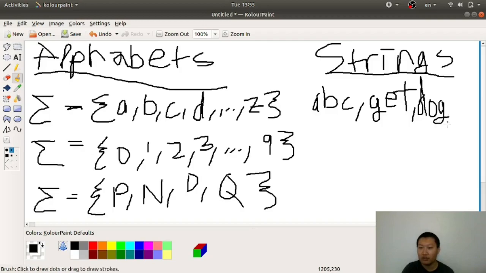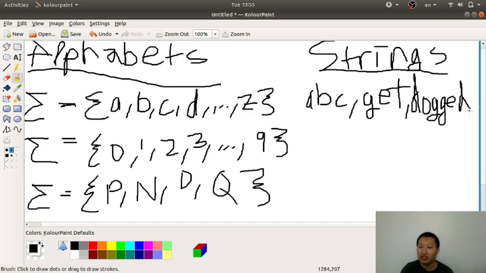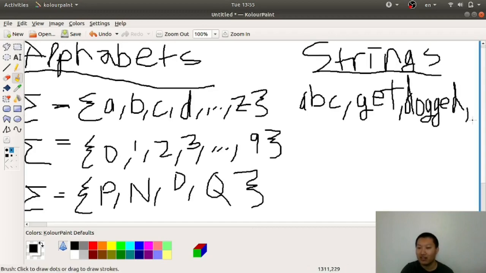And of course we can have any length of string we want as long as it's finite. So we could have a string of 6 characters: D, O, G, G, E, D. And we can even have a string of no characters. It turns out that's a little bit useful to consider too. And the way we write the string of no characters is with this weird looking epsilon symbol. That just means the string with 0 characters inside of it.